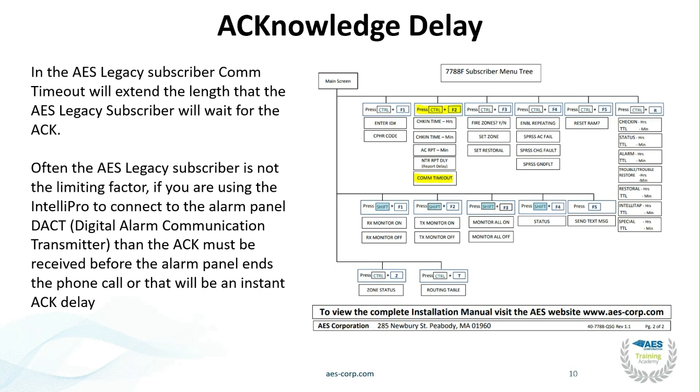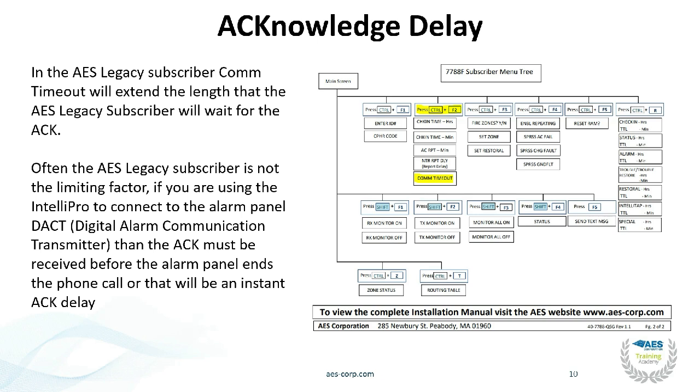For our legacy subscribers, it is also called COM Timeout, and this will be available if you connect the handheld programmer, hit Control F2. As with the 2.0 subscribers, if you're using the IntelliPro, a lot of the times the AES subscriber is not the limiting factor. You must get the acknowledgement back before the alarm panel hangs up the call with the AES subscriber.